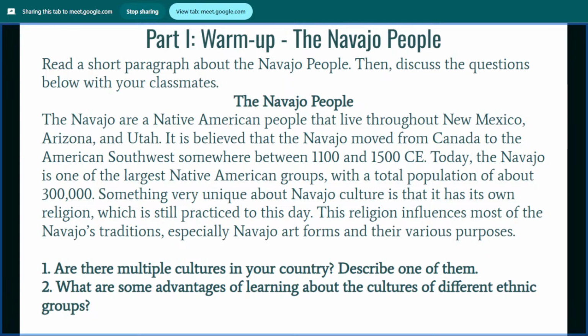Next, what are some advantages of learning about the cultures of different ethnic groups? Actually, you can Google if you don't know anything. That's the reason we are doing these exercises. So when you come across these terms in your actual examination, you shouldn't be confused by what we mean over there.